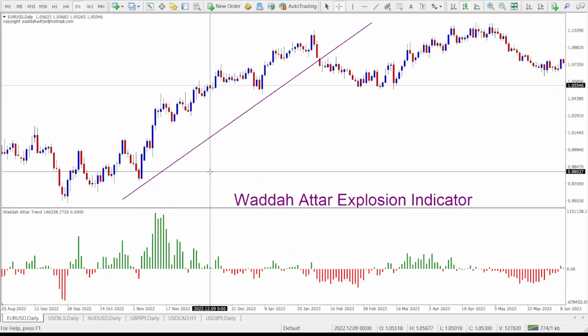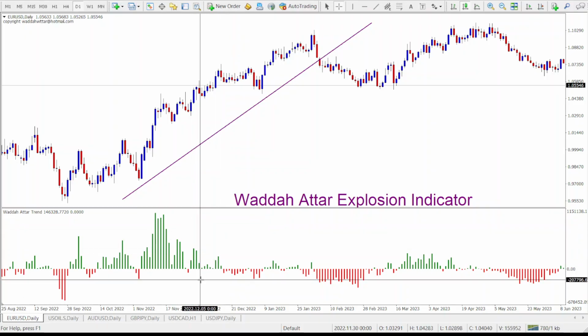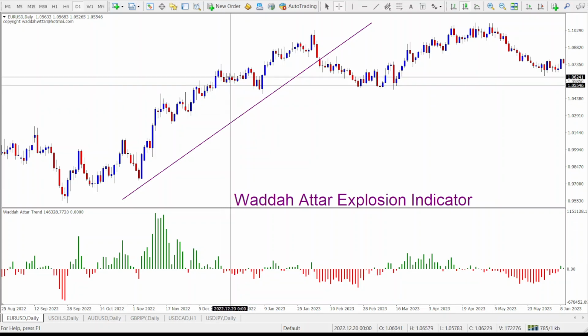But in order to confirm if an exit signal is going to mean the end of the trend, you can decide to wait for two consecutive red bars to form. But in this case, it was just one bar, so we would have still stayed in the trend. But here, when we had two bars form, we would have exited our buy trade.